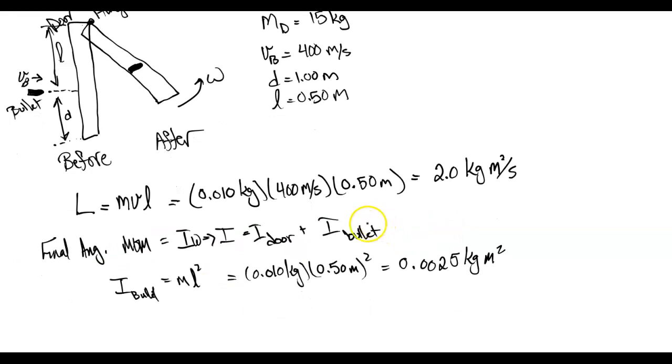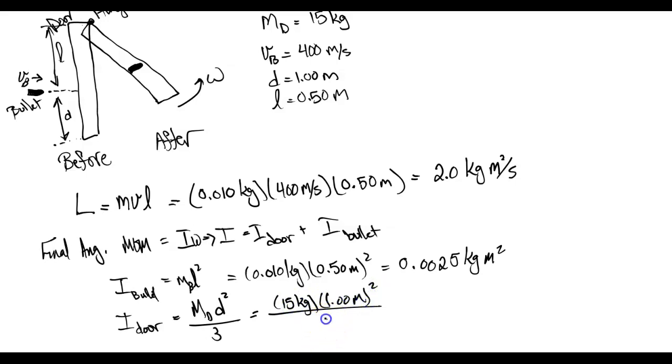The moment of inertia for the door we can look up. We find out that it's the mass of the door times d squared over 3. So this is 15 kilograms times 1 meter squared over 3, or 5.0 kilogram meter squared.